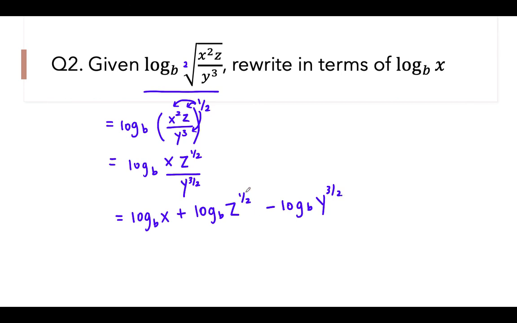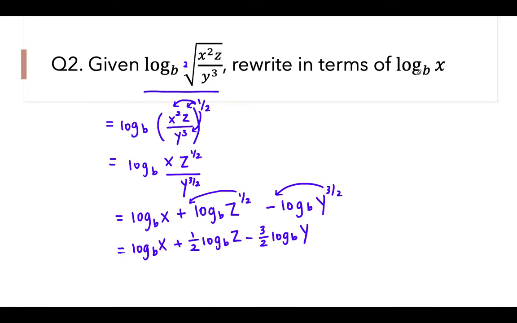And then I'm going to carry the exponent of the logarithm to the front, right? So let's bring this to the front and this to the front. So it's going to be log base b of x plus 1 over 2 log_b z minus 3 over 2 log_b y.